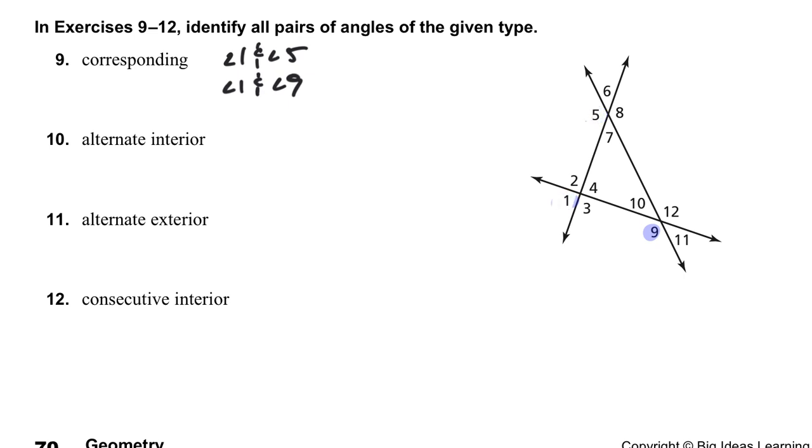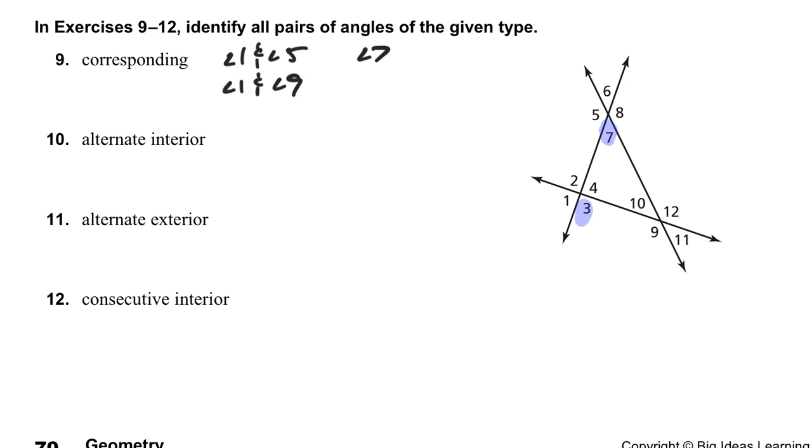What if I focused on angle 7? So angle 7, I'm going to highlight here. Angle 7's on the bottom. Now, when I say bottom, angle 3 is on the bottom. But look at 10, 12, 11, and 9.